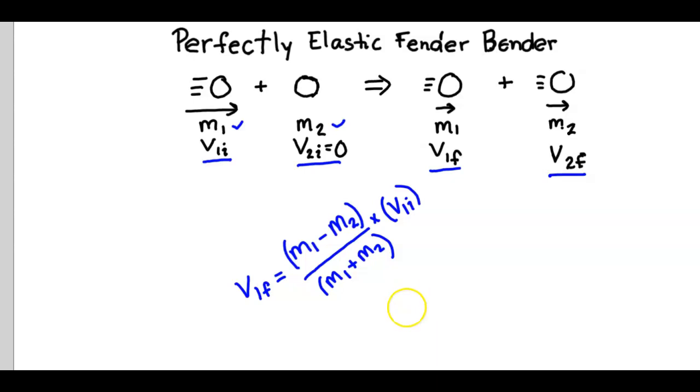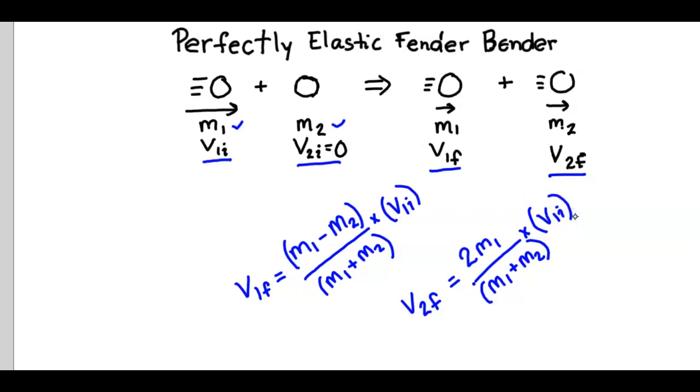Now, compare that to the velocity of the second ball at the end. This equation is going to look quite a bit different. It's 2 times the mass of the first ball divided by the total mass times, still, the velocity of the first ball initially. Because again, the second ball didn't have any velocity. It didn't have any energy to put into the collision.